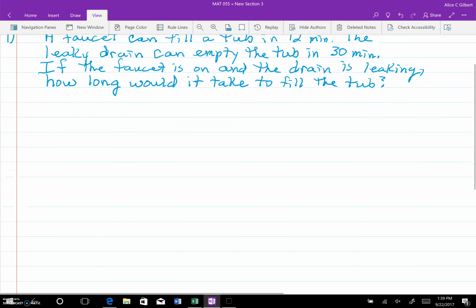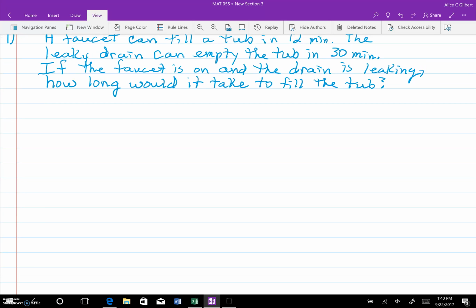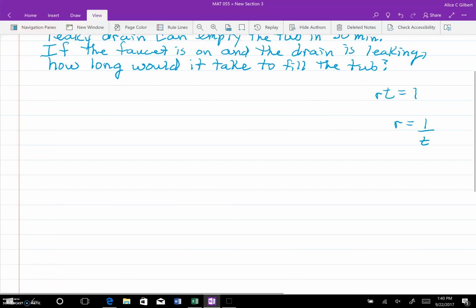All right, so a faucet can fill a tub in 12 minutes. The leaky drain can empty the tub in 30 minutes. If the faucet is on and the drain is leaking, how long would it take to fill the tub? Well, once again, this is a work problem, so it's rate times time equals 1 job accomplished. Remember, rate is always 1 over time. These are just things we already talked about in the introduction.